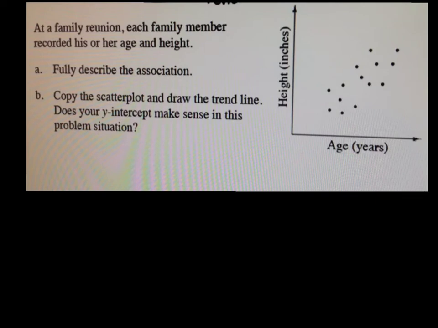All right, so here I have a graph. It says at a family reunion, each family member recorded their age and height. So here's their age, here's their height. It says fully describe the association, so everything you can tell me about it. First thing you should do is ask, is it positive, negative, or none? Well, as one goes up, the other goes up, so it's positive.